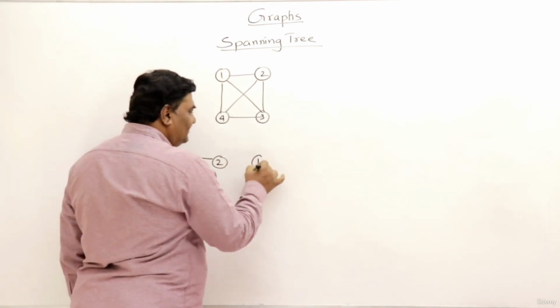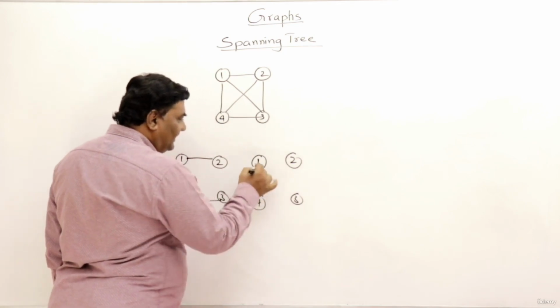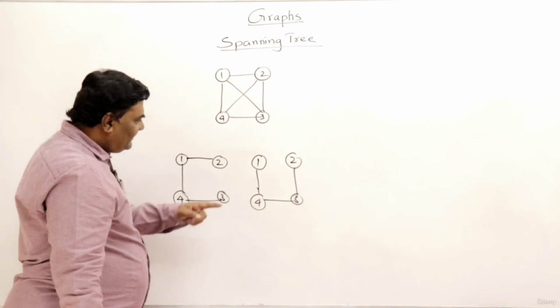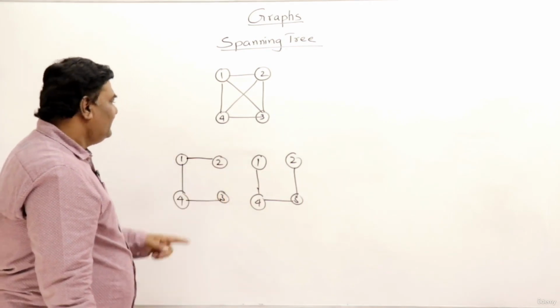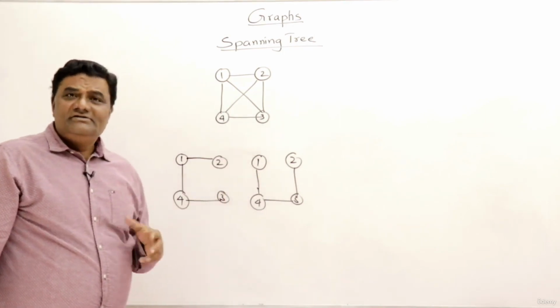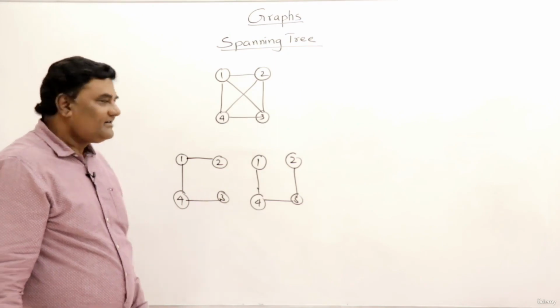I'll take one more example. 1, 2, 3 and 4. I'll connect them like this. These 3 edges I have taken. Is it also a spanning tree? Yes. This is a spanning tree for this graph, and even this is also a spanning tree. So more than one spanning tree is possible. Yes, more than one spanning tree is possible.